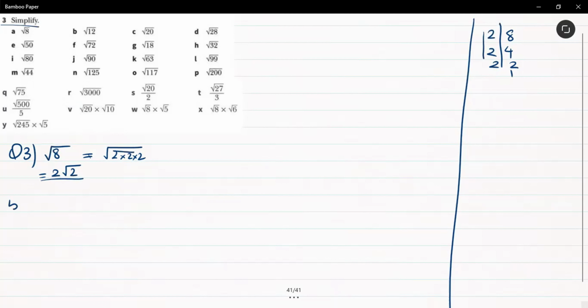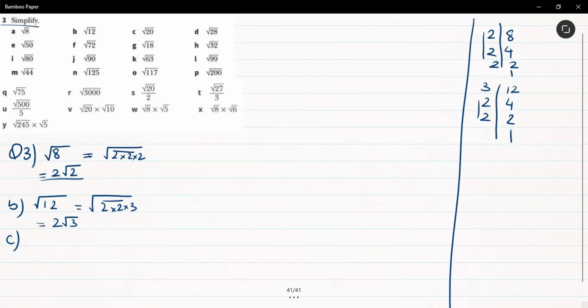For part B, we have under root 12. So again, what would be under root 12 in terms of its prime factors? 3 fours are 12, 2 twos are 4, 2 ones are 2. So again, that would be equal to under root 2 multiplied by 2 multiplied by 3. We got a pair of 2, and we would then get 2 under root 3 as the answer for part B.